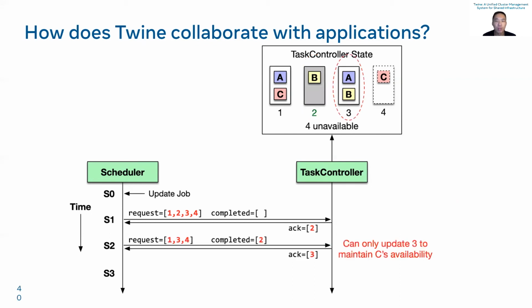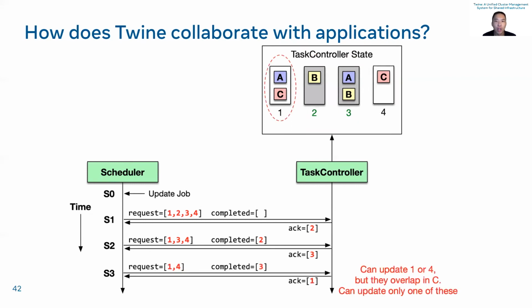In the next time step, the scheduler notifies the task controller that the operation on task 2 is complete and requests the next set of tasks to update. The task controller sees that task 4 is still unavailable, and so its only choice is to update task 3. At this point, task 4 recovers, and the task controller can update either task 1 or 4 next, but not both because they overlap in shard C.